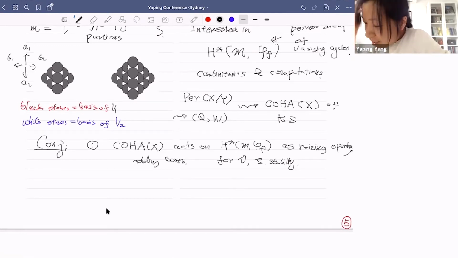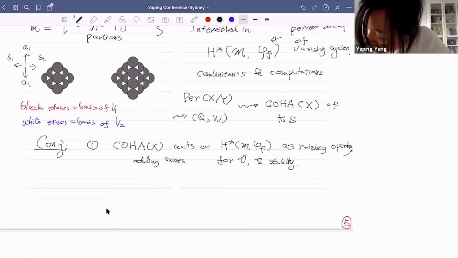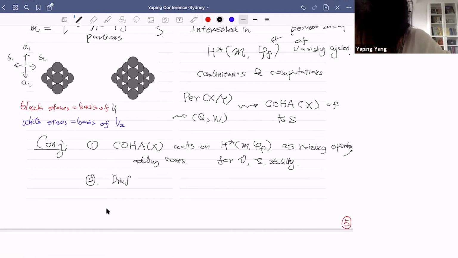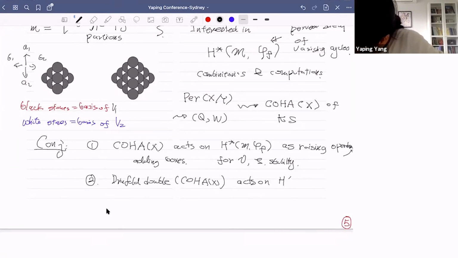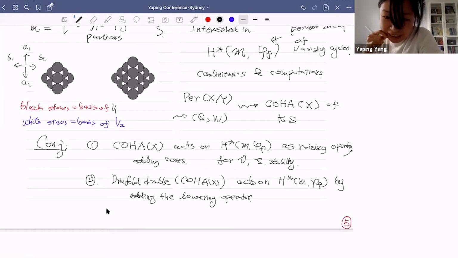This COHA action only sees the raising operators, and in order to study the representation theory, we also need the lowering operators. So conjecture 2: the Drinfeld double of the COHA also acts on the cohomology of X, by adding the lowering operators. So we see the operations by removing the boxes.